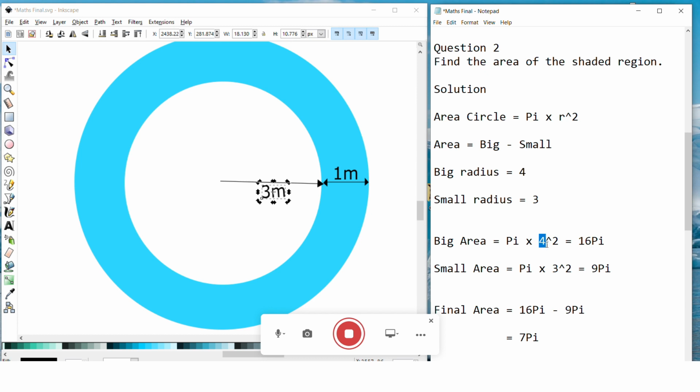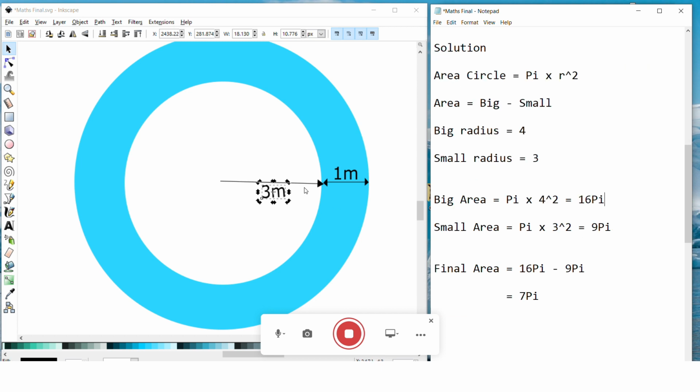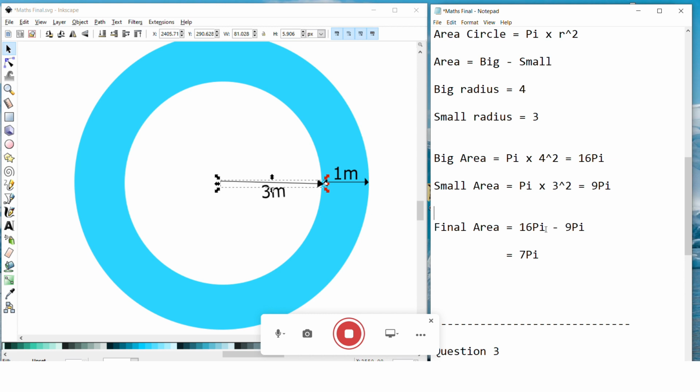4 squared is 16. 16 times pi is 16 pi. Sorry. And for the small circle, well, the radius is just 3. So it's pi multiplied by its radius squared, which is 3 squared. 3 squared is 9. So 9 times pi is just 9 pi. So the final area is the big circle, which was 16 pi, minus the area of the small circle, which is 9 pi. 16 minus 9 is 7, so 7 pi.